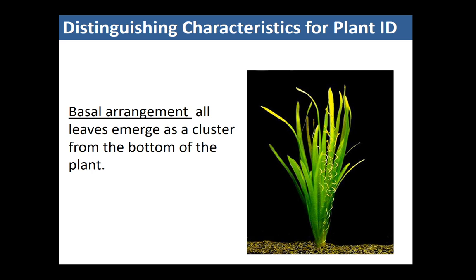The last type of leaf arrangement is called basal arrangement. This is when the node is very low on the plant and all the leaves emerge as a cluster from the bottom of the plant. That's basal arrangement, from the base.